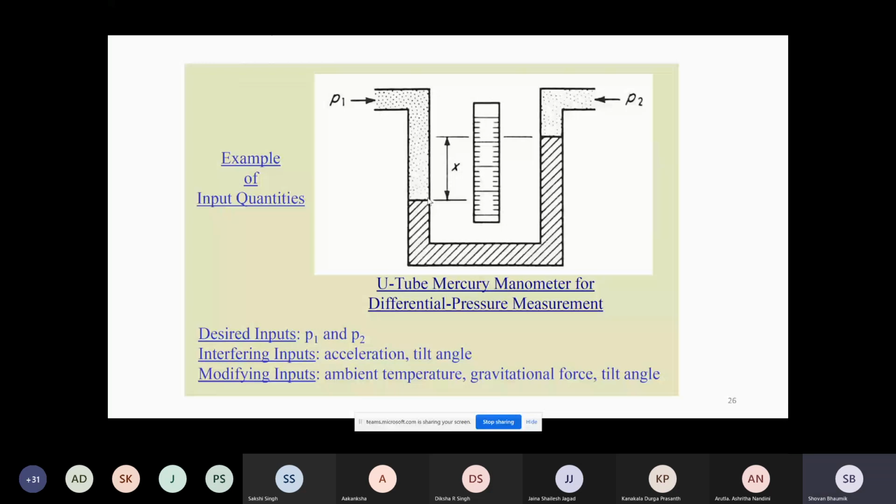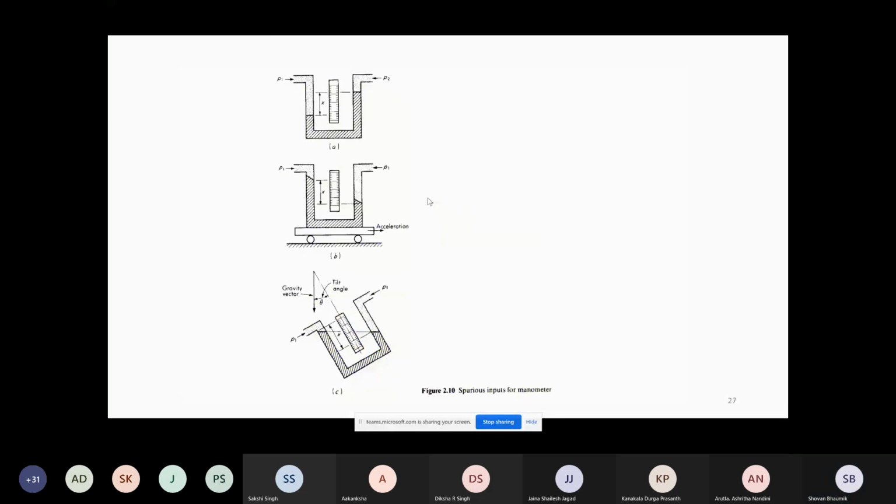Suppose you are measuring a pressure by means of that. Now suppose you put that pressure gauge on a cart and the cart is accelerating. When the cart is accelerating, what will happen? Your mercury will be tilted. So even if your pressures P1 and P2 are the same, you will see a difference in pressure, which I call X dash. So X dash is not the same as X, although the pressures are the same, due to the acceleration of the cart.